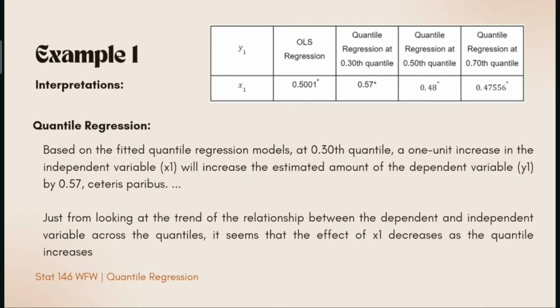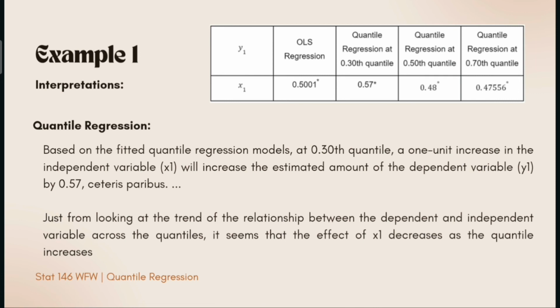Tapos, may general interpretation lang din tayo na binabanggit sa dulo, which is yung kung ano nga ba yung effect ng independent variable sa ating dependent variable as the quantile increases, since ito naman talaga yung aim kung bakit ba tayo nagka-quantile regression. In this example, we say that just from looking at the trend of the relationship between the dependent and independent variable across the quantiles, it seems that the effect of x sub 1 decreases as the quantile increases, since we can see na pababa yung value ng coefficient as the quantile increases.